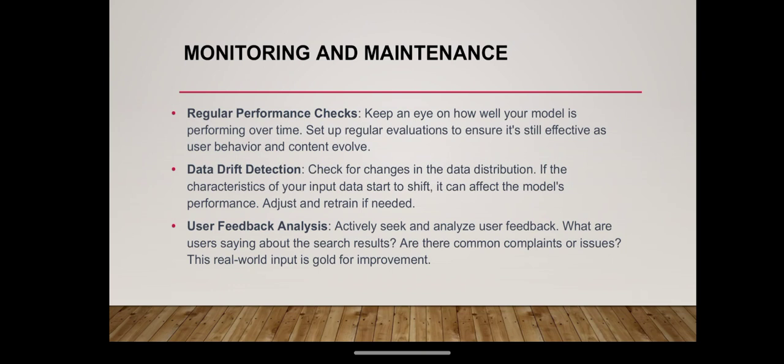Next will be data drift detection and also user feedback analysis. Data drift detection is to check for changes in data distributions. If the characteristics of your input data start to shift, it can affect the model's performance; adjust and retrain if needed. User feedback analysis is to actively seek and analyze user feedback. What are the users saying about the search results? Are there common complaints or issues? Real-world input is a goal for improvement.